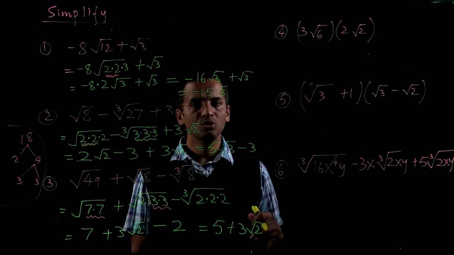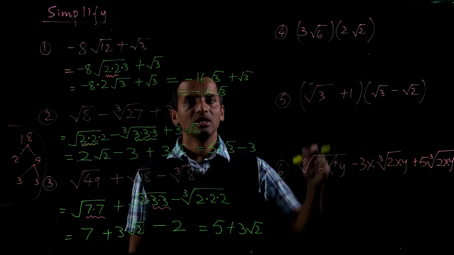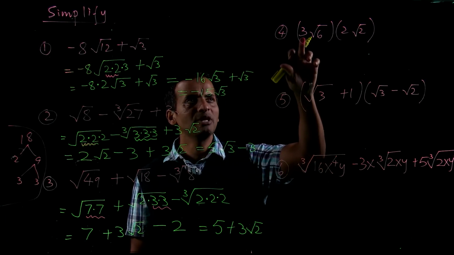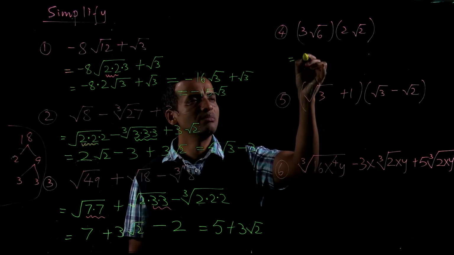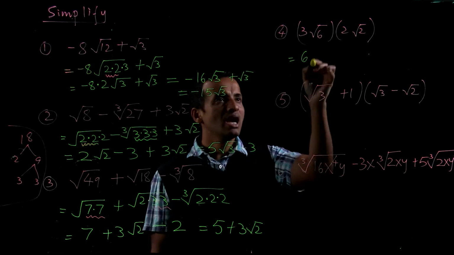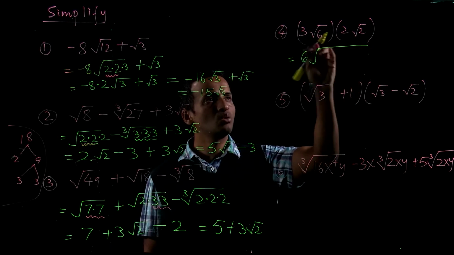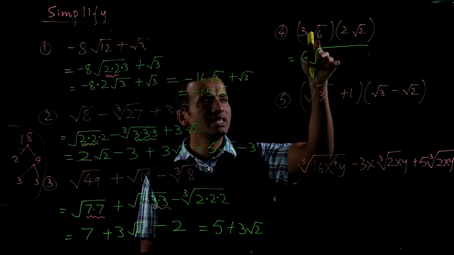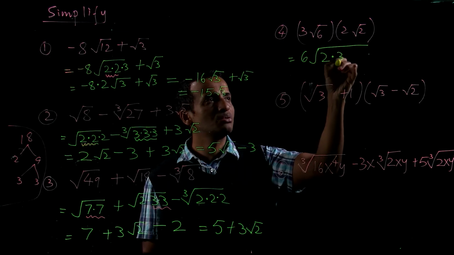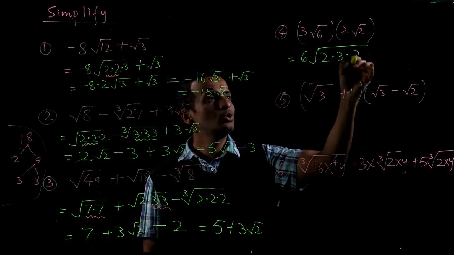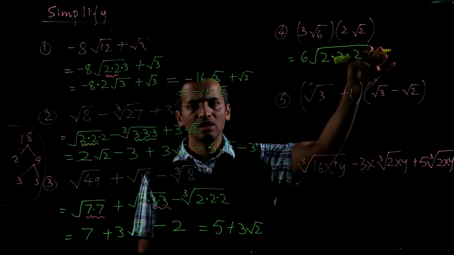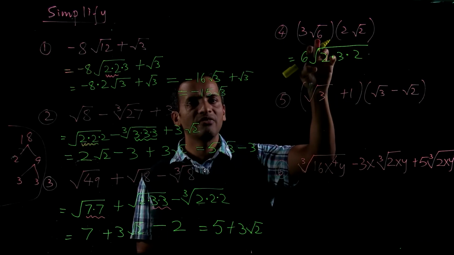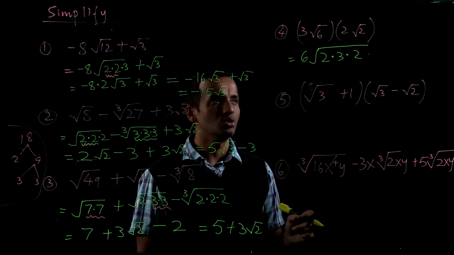When you multiply the square roots, what happens? Okay, so what we do is we multiply the things outside, that is 3 times 2, which is 6, and then write a single square root, and there is 6, which is 2 times 3, and then there is 2. So instead of 2 square roots, you just write one single square root and then you write the factors of all the numbers under the root.